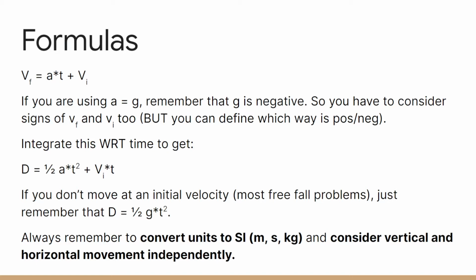Okay. And remember, for most of the free fall problems, if you don't move at an initial velocity, you can put in 0 for v i, so that whole term becomes 0, and you're left with d is equal to 1/2 g t squared. And remember, the negative and positive signs do apply here, so it could be 1/2 g t squared or negative 1/2 g t squared. It depends on how you see the positive direction to be.